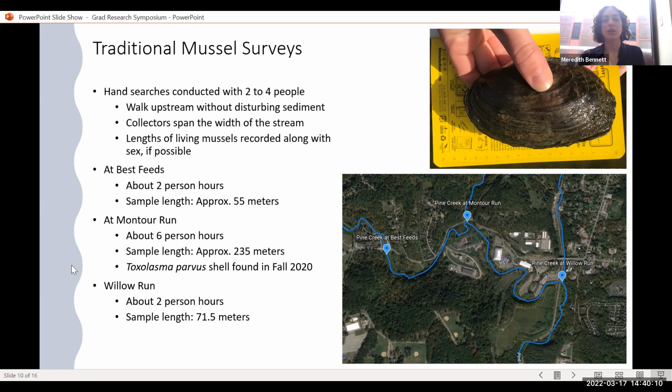Interestingly, in fall 2020, a specimen of Toxolasma parvus, or the lilliput, was found at this site. That's the only other kind of mussel that was found in Pine Creek besides Plethobasus costata. We did not find any lilliput in fall 2021. And then finally, at Willow Run, we sampled about 71.5 meters of that tributary for about 2 person-hours.